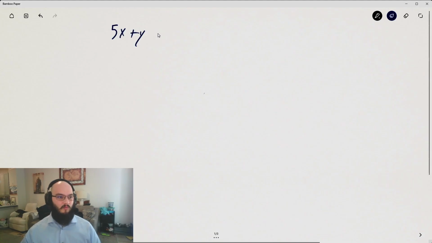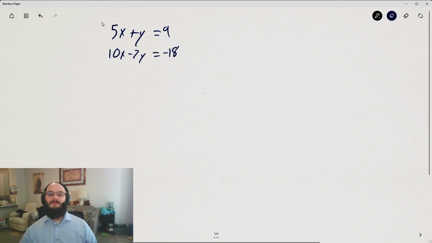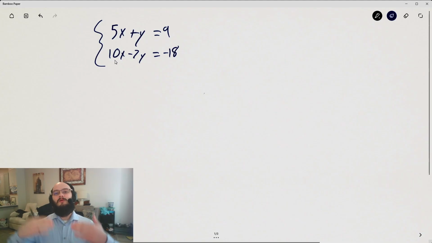5x plus y is equal to 9, and 10x minus 7y is equal to negative 18. There is not anything that we can add directly to cancel out any variable, but we can convert one of the equations to make a perfect cancellation by multiplying both sides of the equation by the same number. We have a couple of options. We can convert this to a positive 7y, because that would cancel out with this negative 7y, or we can convert this to a negative 10x, because that would cancel out with this one.